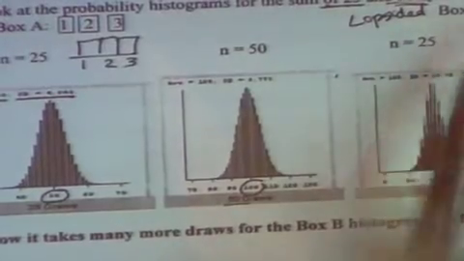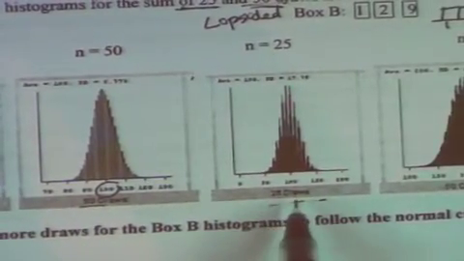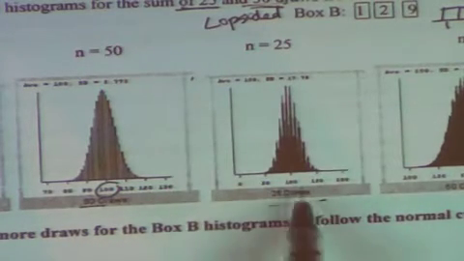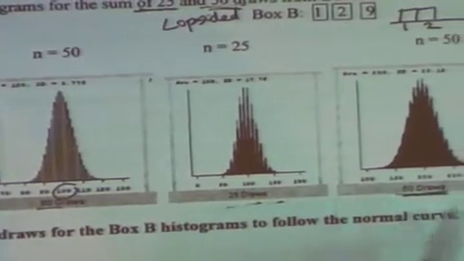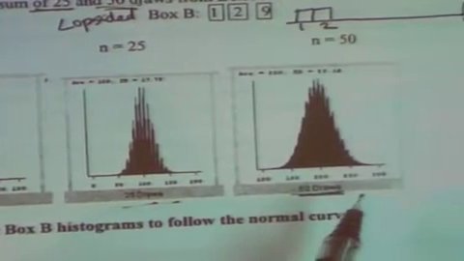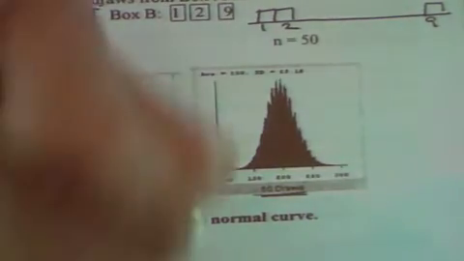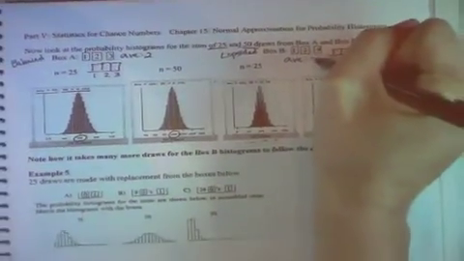But now with box B, here we are with 25 draws. It's looking symmetrical, but it's a little bit choppy, right? So we still need to make some more draws to get normal. And then there we are over here at 50, definitely looking more normal, but we still have a ways to go. And just reiterating up here, the average of this box was 2, and the average of this box was 4.